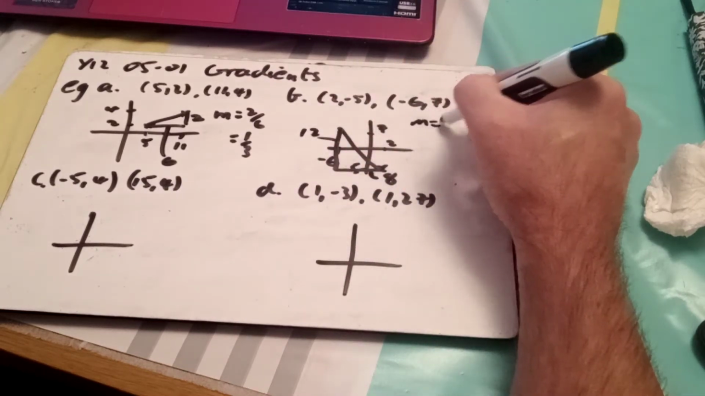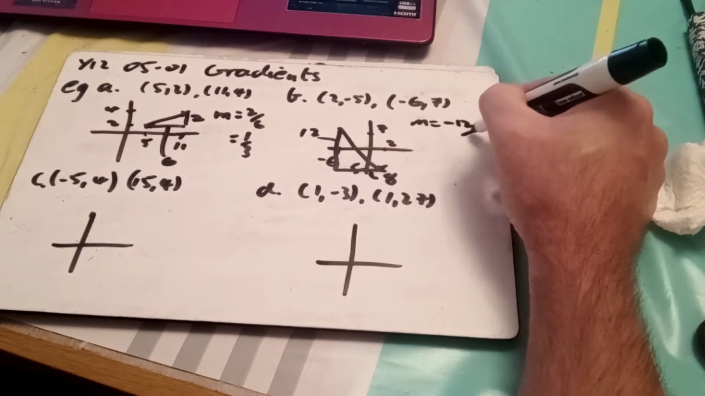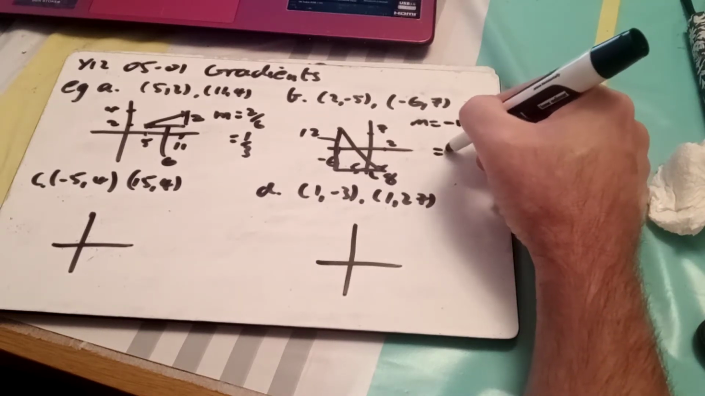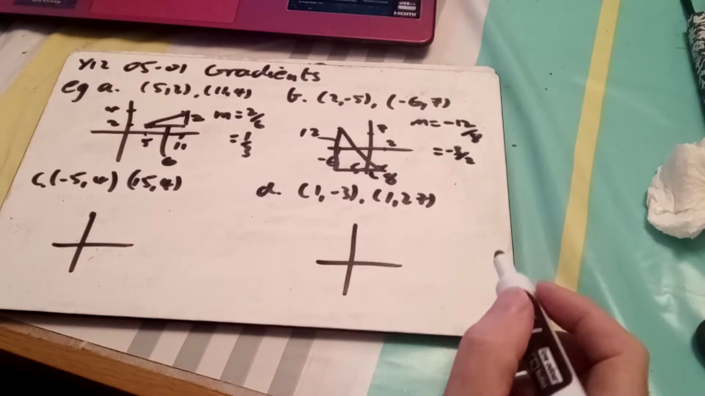And notice, because I've sketched it, I'm going downwards, so the gradient's minus. So I've got minus 12 over 8, and always cancel down. Try and leave them as top heavy fractions.